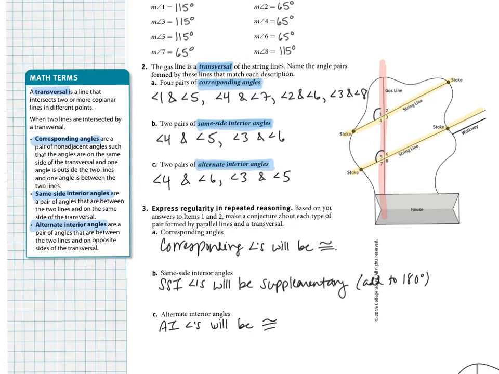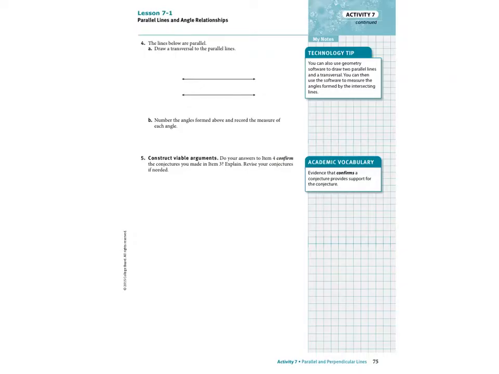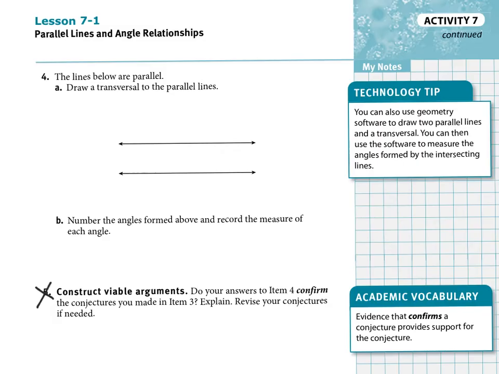Let's go ahead and head to the next page. We're going to look at number 4. You can go ahead and cross out number 5. We're not going to do that one. We're going to skip that one. If we zoom into number 4, we're going to see that we're going to do a little drawing.